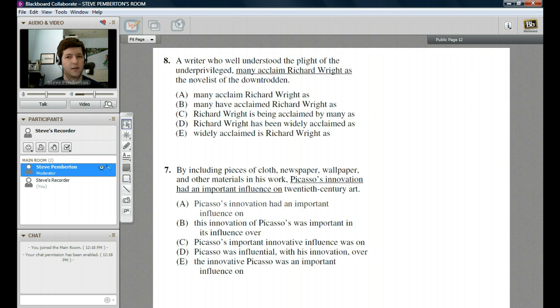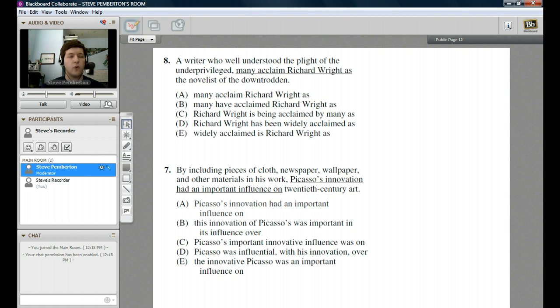And let's see why. Look at this first example here. A writer who well understood the plight of the underprivileged, many acclaim Richard Wright as the novelist of the downtrodden. The modifying phrase in this particular one starts at the beginning of the sentence. It says that we have a writer, so someone in the world is a writer, and he well understood the plight of the underprivileged.